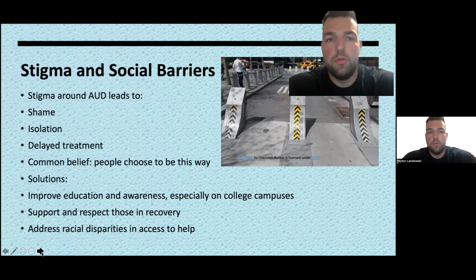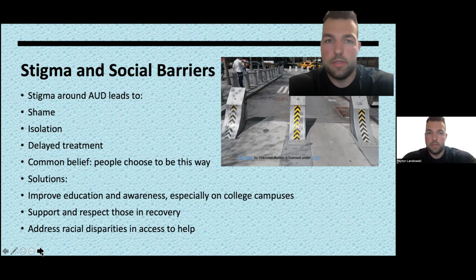One major issue with alcohol use disorder is stigma. People often judge those with alcohol problems, thinking they're weak or choosing to be that way. This makes it hard for people to get the help that they need and can lead to more drinking, isolation, and shame. It's a serious barrier to recovery.